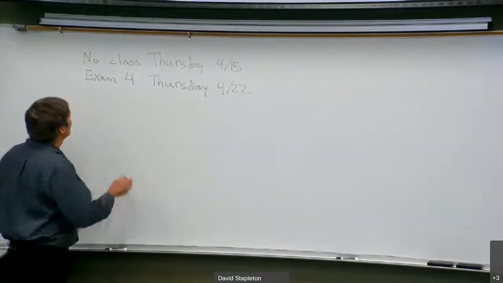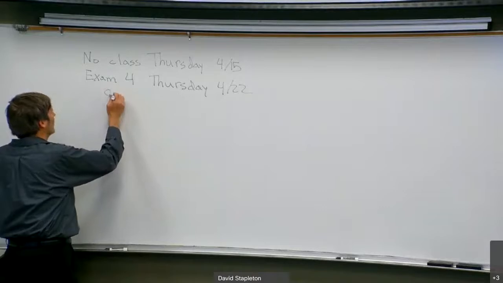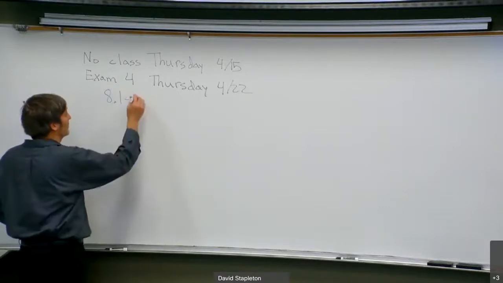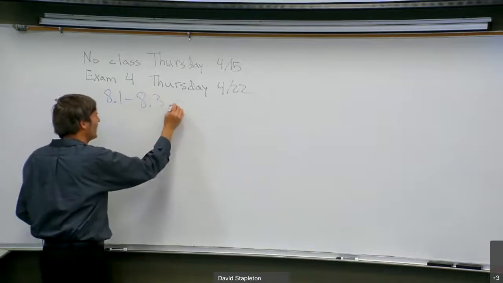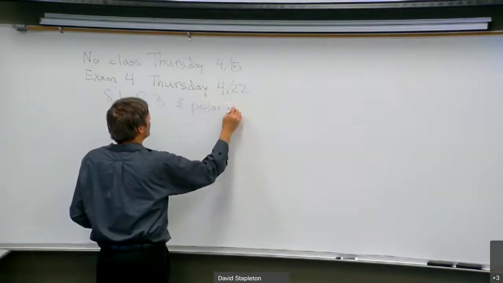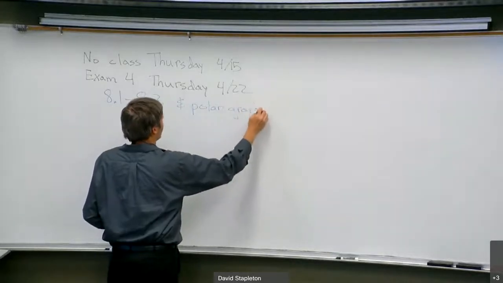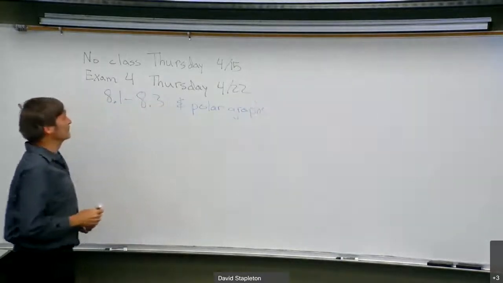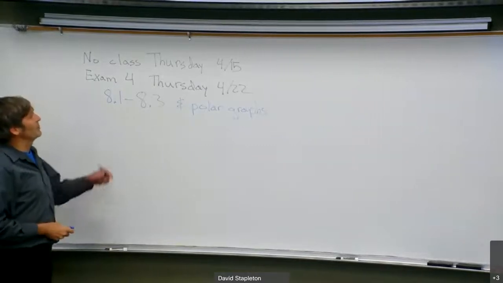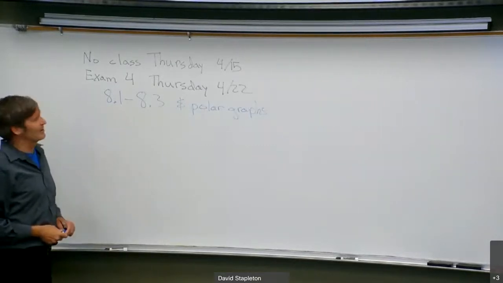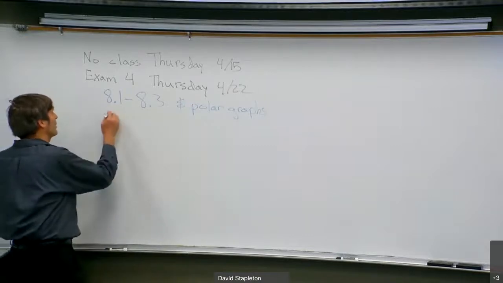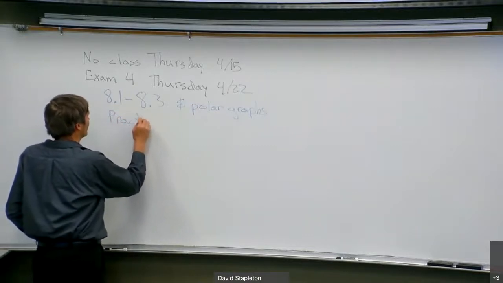The good news is that it's only over sections 8.1 through 8.4, and we aren't doing much out of 8.4, so we'll say 8.1 through 8.3, and polar graphs. A little bit on that out of 8.4. This is really easy. It's not very many sections, and so you have a chance to do better on this exam. I think this will be the easiest exam. Not a lot of sections, 9 days to prepare. The practice exam is already on D2L, right? So I just put it up this morning.